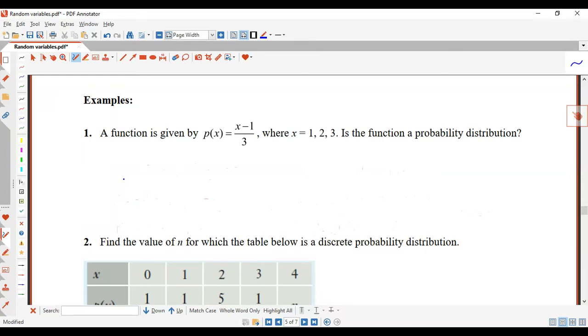Okay, Year 11, we're going to continue with those notes from the other day. First example we're going to look at in this lesson is the function given by P of x equals (x minus 1) on 3, where x is 1, 2, or 3. Is it a probability distribution? Now, remember, one of the features of a probability distribution is that the sum of the probabilities is 1.